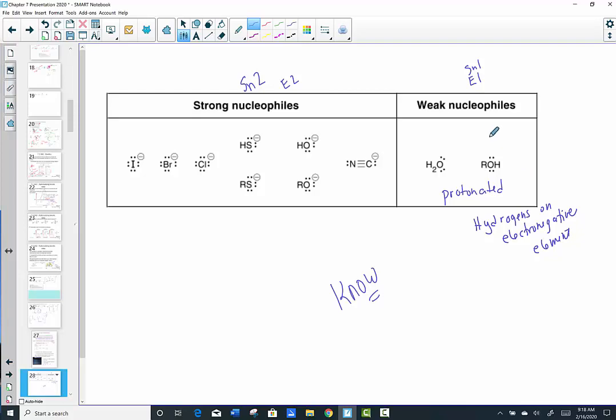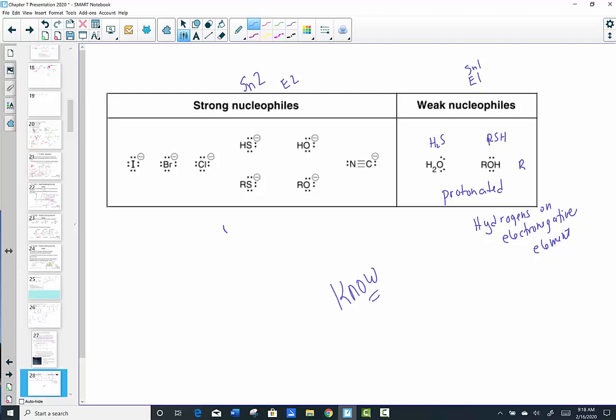Because I would also put something like RSH in this example as well, or HOS, something like that, where I could replace oxygen and sulfur. You could have H2S, you could have RSH, I got that up there. All right, so those are examples of weak nucleophiles. They're protonated. They have a hydrogen on their electronegative element.